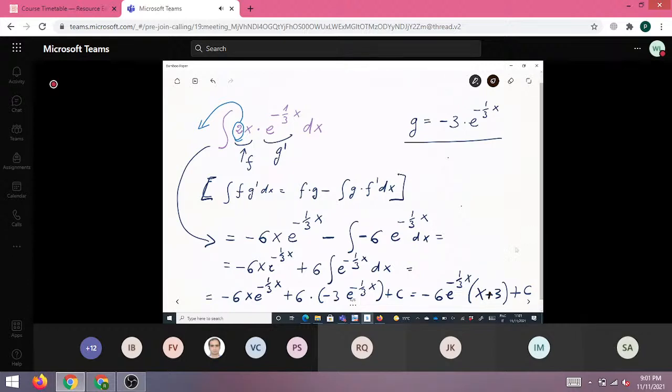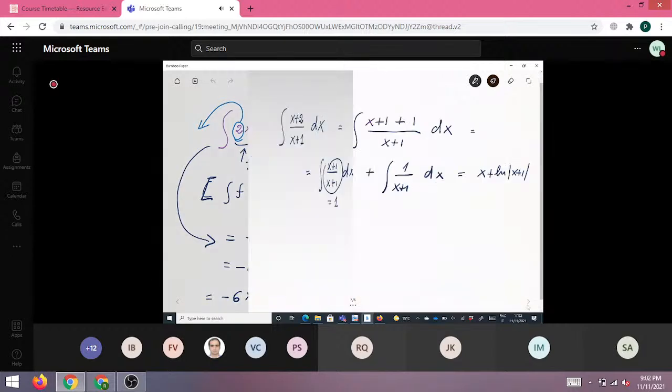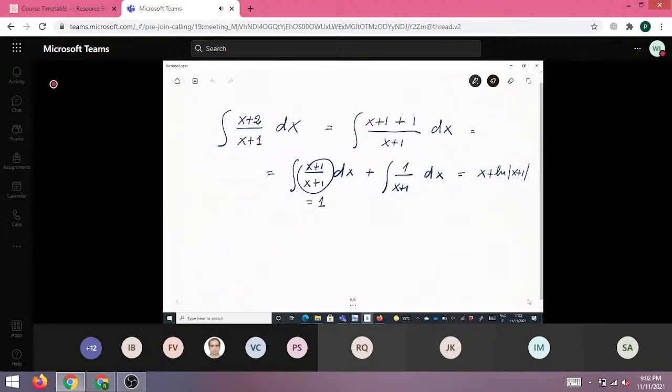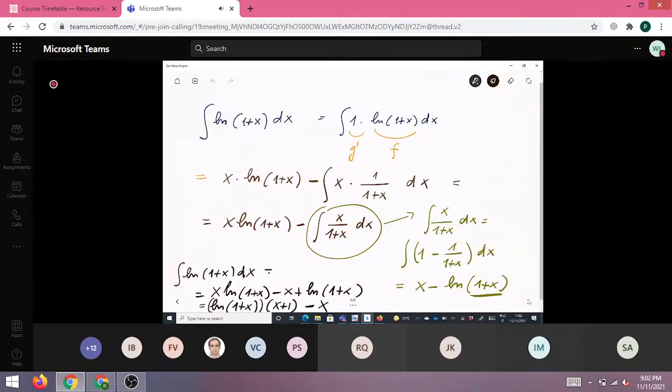And of course, in the last step of the solution, there was a wrong sign. Because here the factor was -6 exponential -1/3 x, so -6. So there should be a plus sign, not a minus, of course. Thanks to you for letting me know that there was a mistake. Now, this is the last exercise.